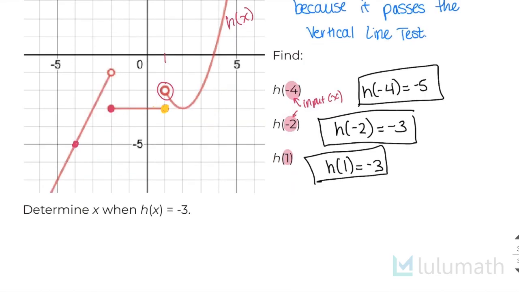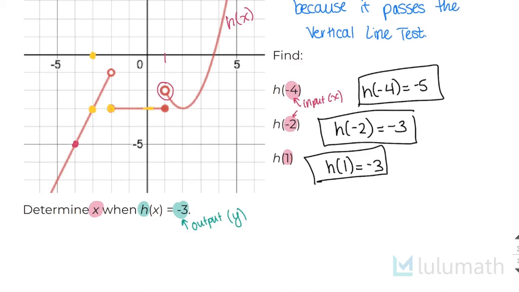Now the last thing we're asked to do is to determine x when h of x is equal to -3. So this is our output. This is our y value. And I want to determine what is my x value that will give me -3 as my output. So I will go to -3 here on my graph. I can see that my graph has an output of -3 here when x is equal to -3 as well. That's just a coincidence.